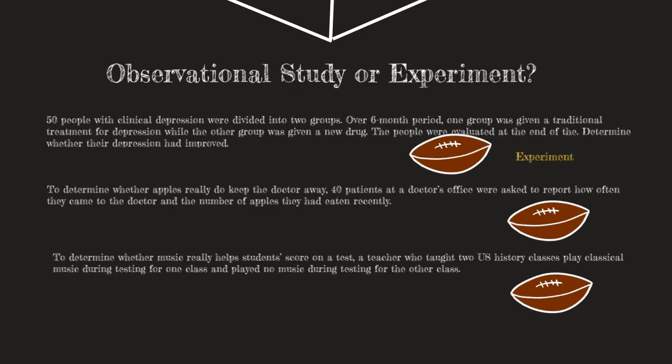This is an example of an experiment. They strategically separated the two groups of individuals. One was given a traditional medication, which is considered your control group. This is known, documented outcomes, while the second group was given a new drug and the two results were compared. Let's take a look at our second example.